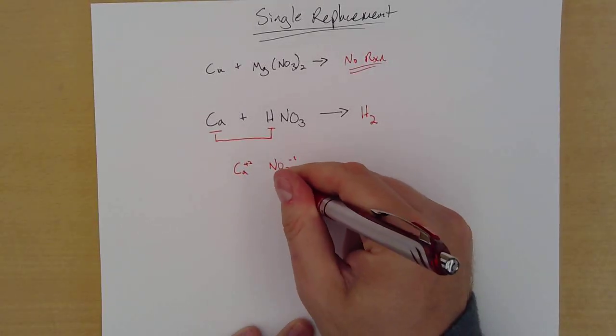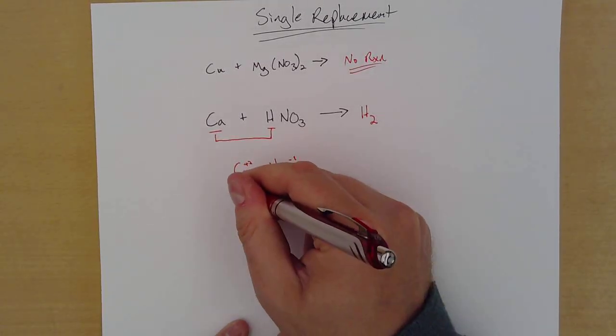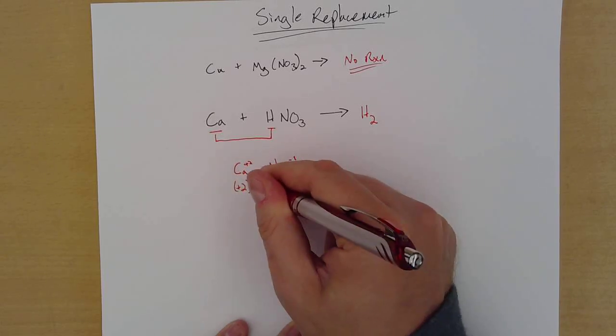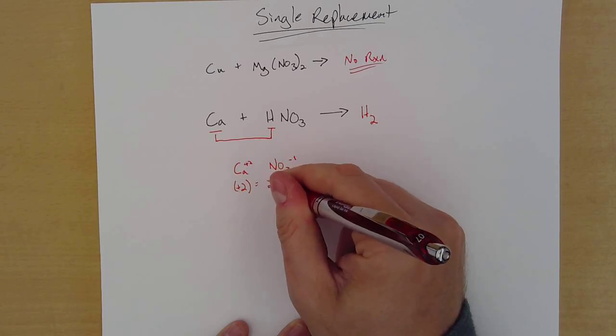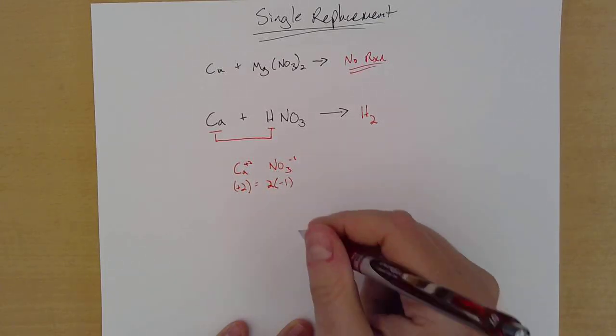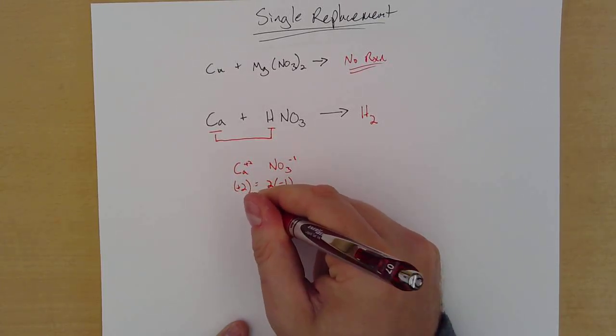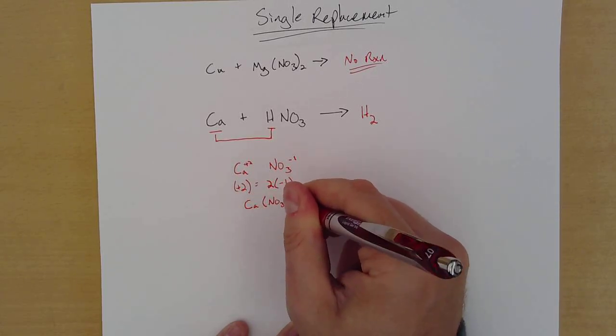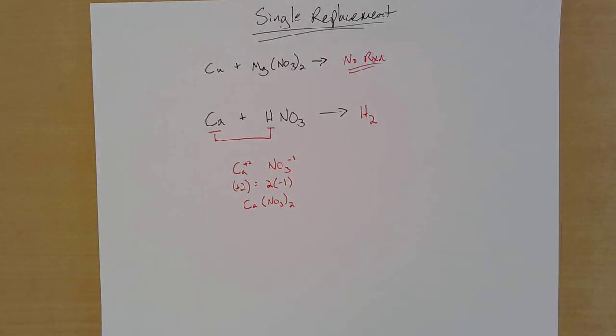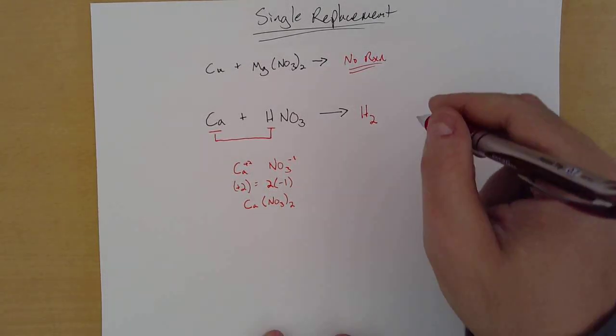So now I'm going to bring those charges down and balance them out. We've done this before in a previous video, so I'm going to be going a little bit more brief with this. So I need 2 of these NO3s, right? So the actual equation should be Ca(NO3)2. If you need to refresh that, please review the video for balancing ionic formulas.